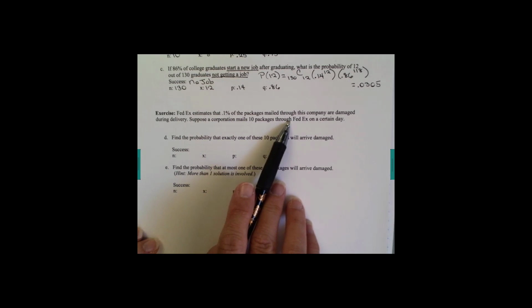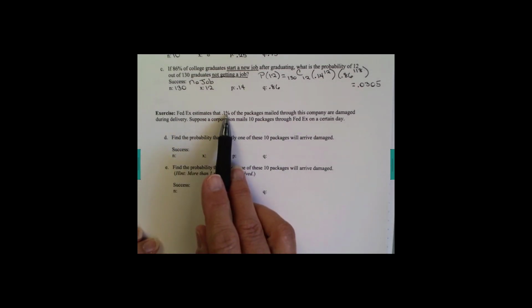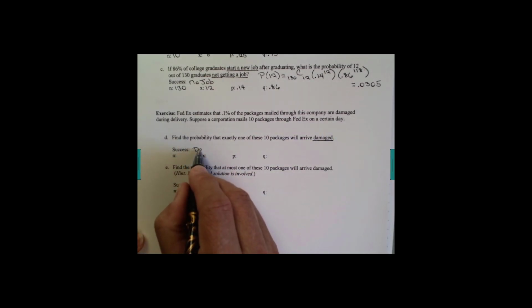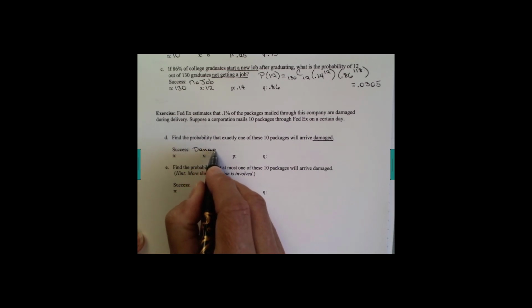Let's take the second exercise, and I want to see how far you can get without my help. So let's see if I can talk you into getting started. FedEx estimates that 0.1% of the packages mailed through this company are damaged during delivery. Okay, they've given me the percentage that are damaged. Suppose the corporation mails 10 packages on a certain day. Find the probability that exactly 1 will arrive damaged. So the question is, of a success is damaged, right? A damaged package.